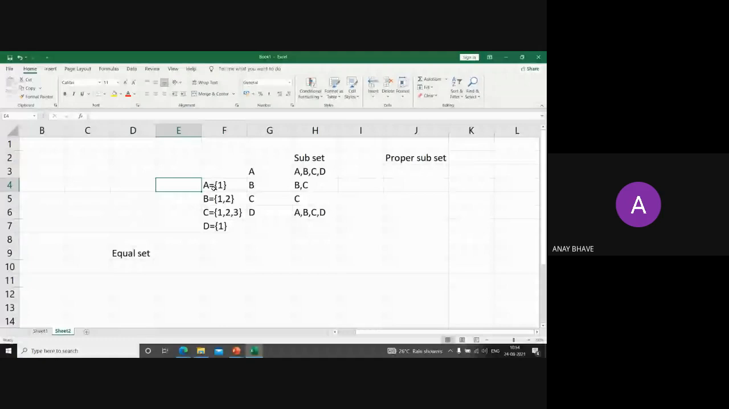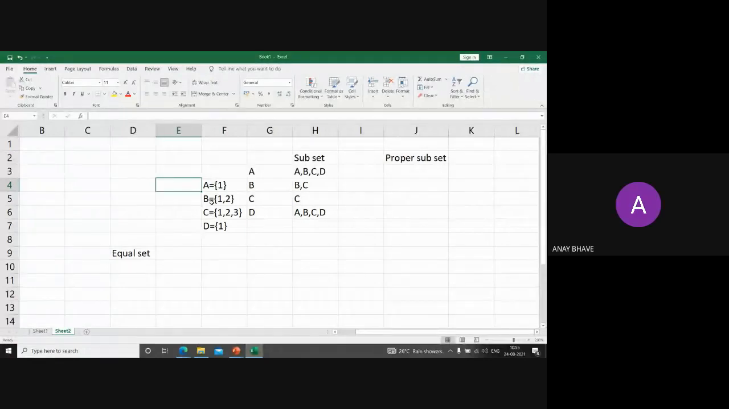So when we say A is a proper subset of B, all the elements of set A are part of set B, and there is at least one element in set B which is not there in set A. In other words, all the elements of set A belong to set B and the cardinality of set A is less than the cardinality of set B. Is it clear?